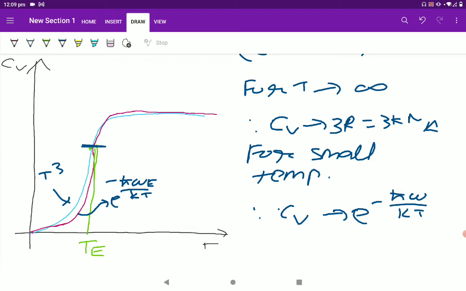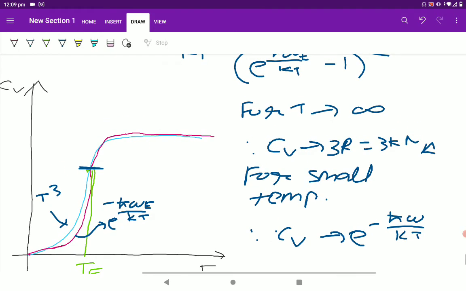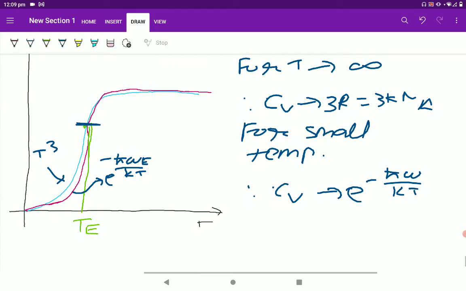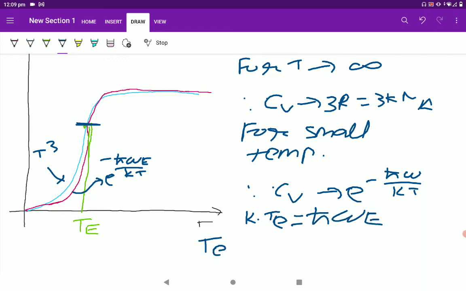The temperature at which the behavior is similar is called the Einstein temperature, and it is calculated by k times T_E equal to h cross omega_E. So the Einstein temperature is T_E equals h cross omega_E by k. We can see that specific heat is not constant. It goes from 0 to 3R. This is 3R, the constant value.